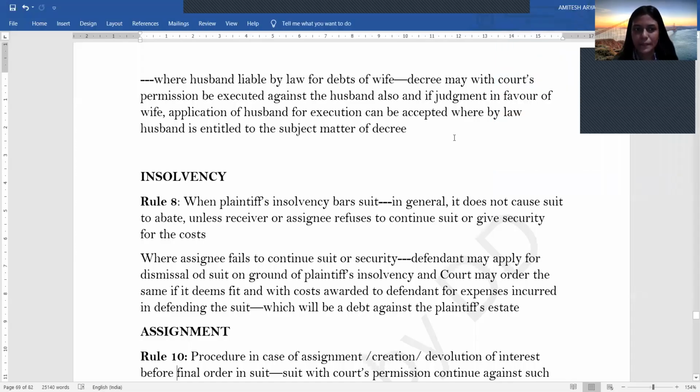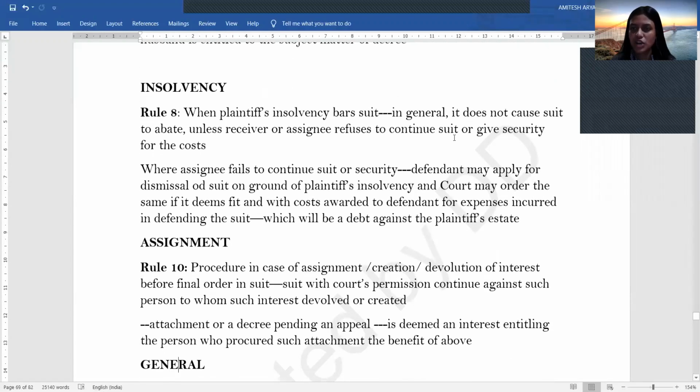So moving on to the next topic, that is insolvency. How will the insolvency of a party affect the suit? Rule number 8 is dealing with that, and it is saying where the plaintiff's insolvency is barring the suit. In general, it will not cause a suit to abate unless the receiver or the assignee who has been appointed refuses to continue the suit or give security for the costs. When they do so, the defendant may apply to the court to award costs, because he has incurred so many expenses in defending this suit and there has been no conclusion to it. So this is how the plaintiff's insolvency will bar a suit. In general it does not cause abatement, but when such a situation happens, it will.